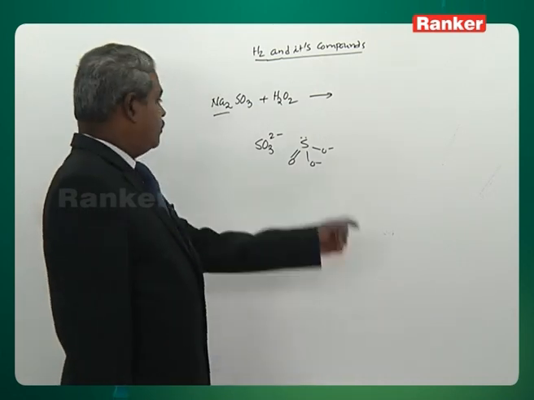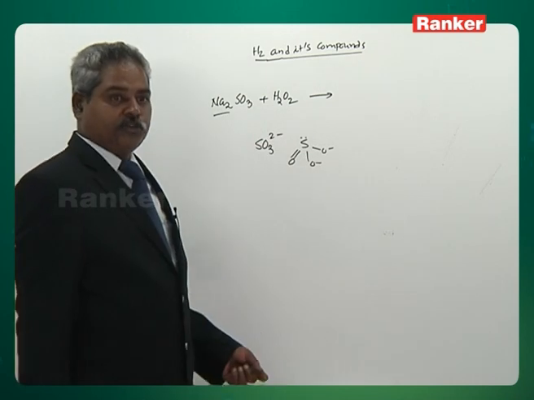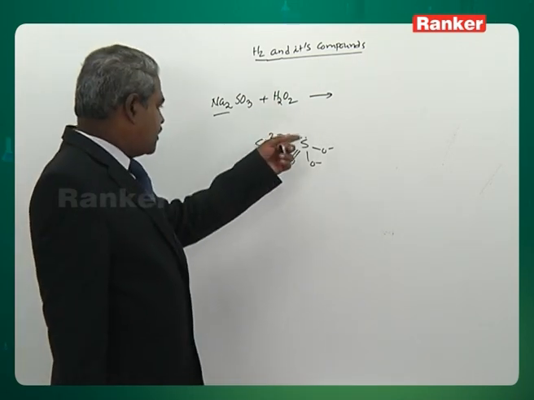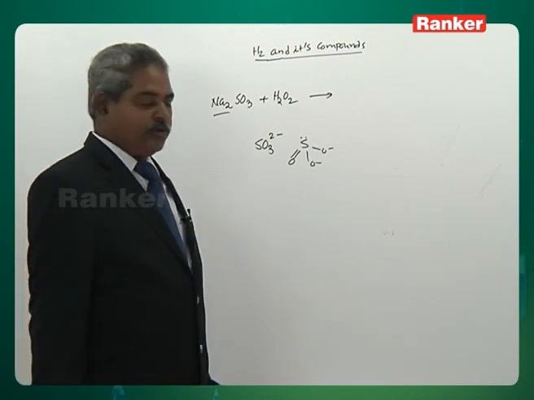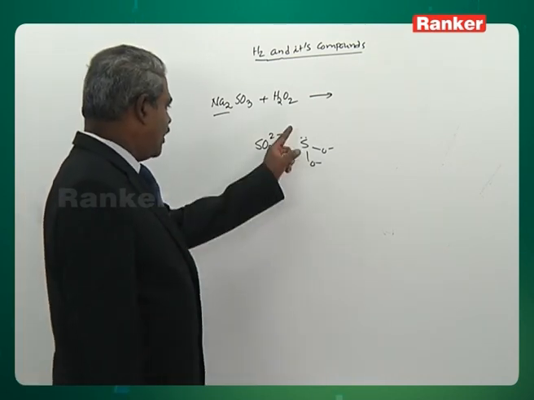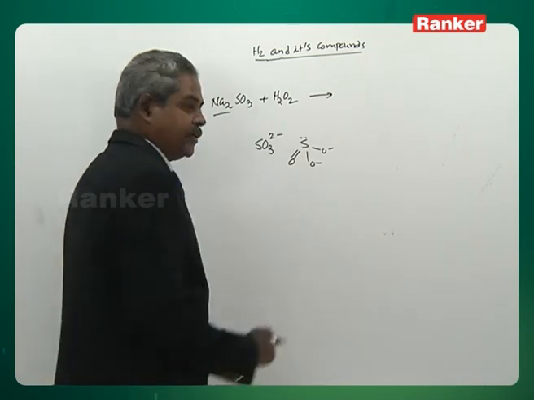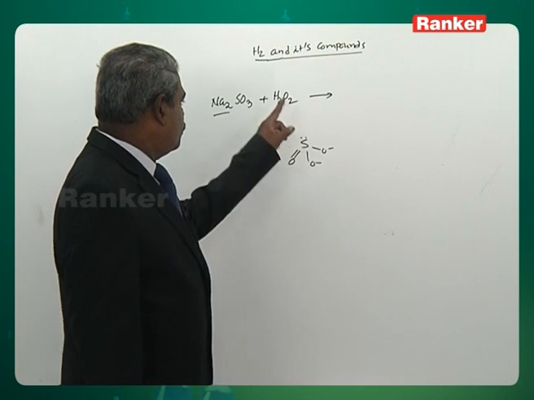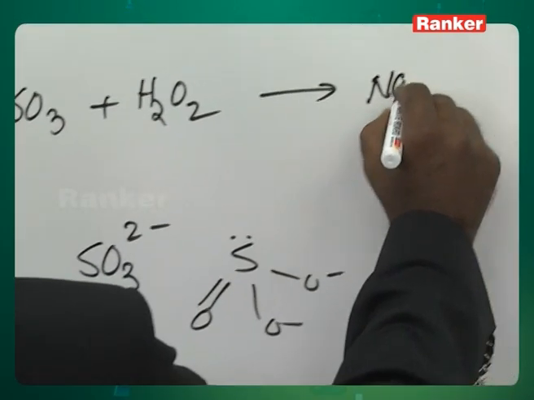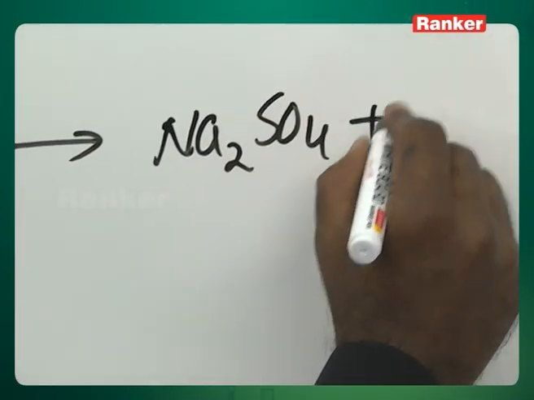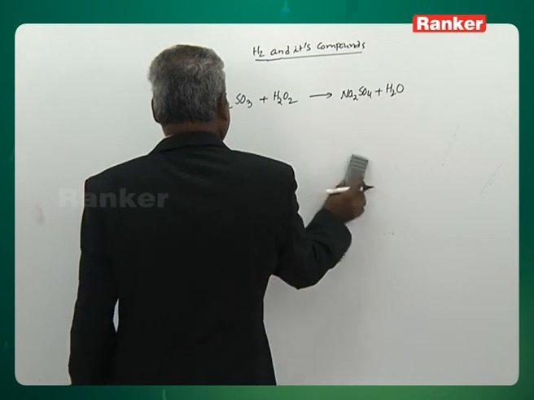Therefore, non-metals want to form as many bonds as possible. Sulfur prefers to form 6 bonds rather than 4 bonds. Why? To get rid of those lone pairs, to avoid lone pair bond pair repulsions. So sulfite wants to become sulfate. So H2O2 gives an oxygen and this fellow takes an oxygen. You get Na2SO4 and H2O. So the wishes of both H2O2 and SO3 are fulfilled.